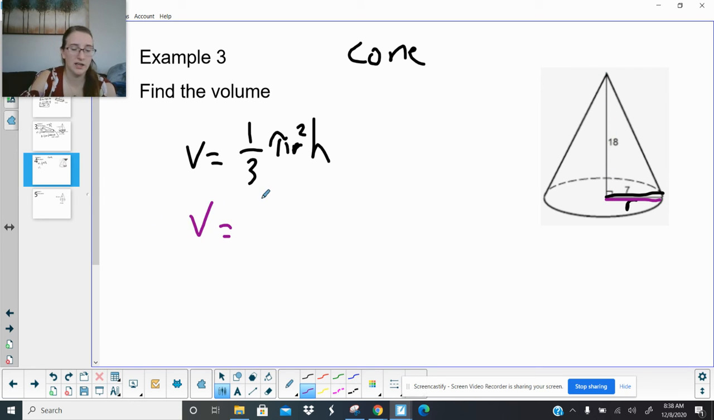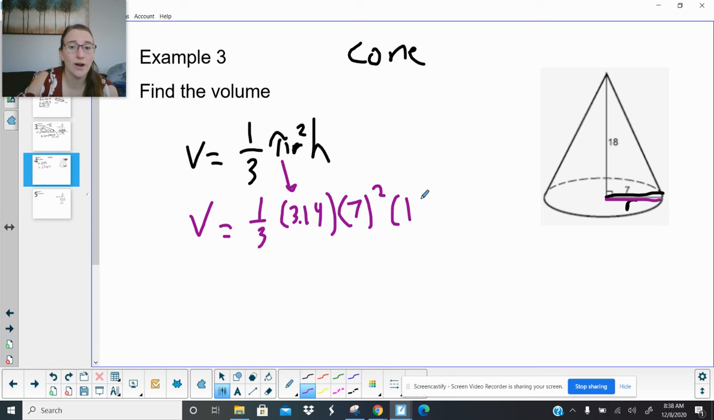So we have, let's plug it in, 1/3. Now I did check your homework for this, guys. You do need to use 3.14 for pi. So I'm going to go ahead and write that. Again, you have a button on your calculator that says pi, but I'm going to go ahead and use 3.14 because it does say to do that on your homework. Our radius is 7. Guys, be careful not to get the radius and the height mixed up. It's the radius that gets squared. If you square the height instead, you're going to get the wrong answer.